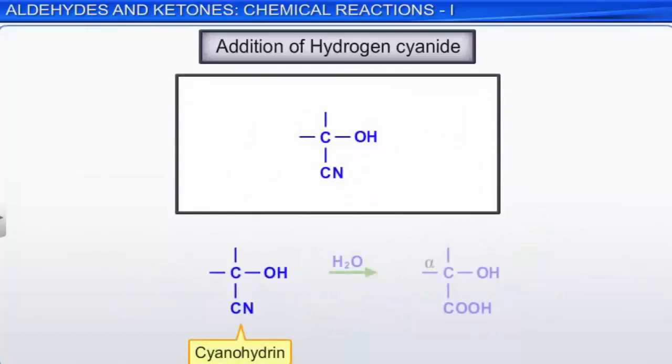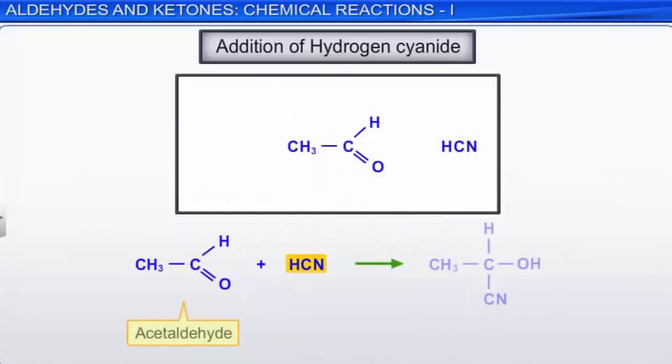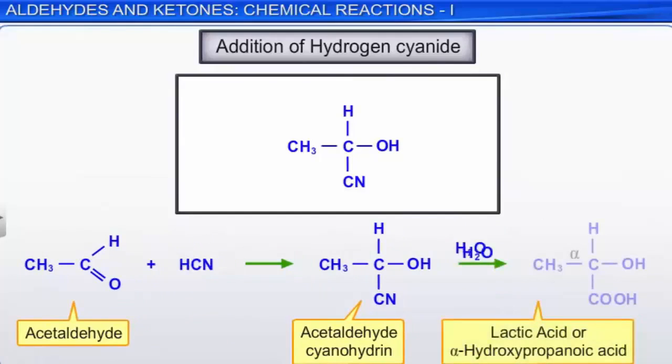Cyanohydrins are useful intermediates in organic synthesis. They undergo hydrolysis to yield alpha-hydroxy acids or unsaturated acids. For example, the addition of HCN to acetaldehyde yields acetaldehyde cyanohydrin, which, on hydrolysis, yields lactic acid, or alpha-hydroxypropanoic acid.